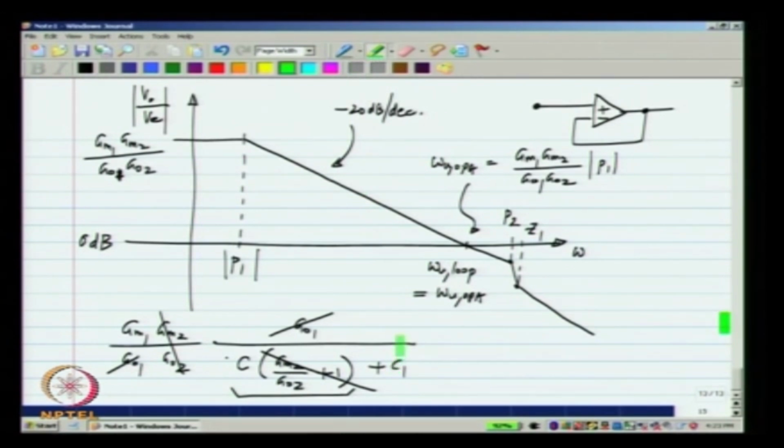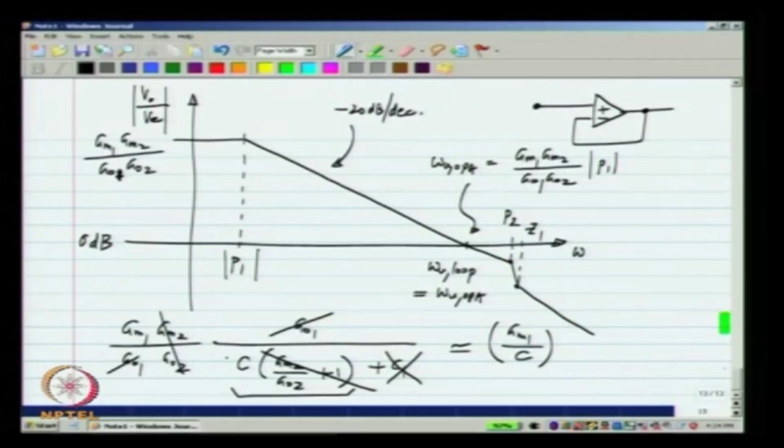So, this C1 can be neglected, okay. And then this Gm2 by Go2 term cancels Gm2 by Go2 plus 1, because Gm2 by Go2 is a number that is much more than 1. So, the unity gain frequency approximately is Gm1 by C. Okay. Now, remember this is the unity gain frequency that we were trying to implement.